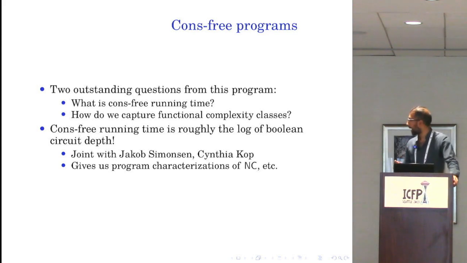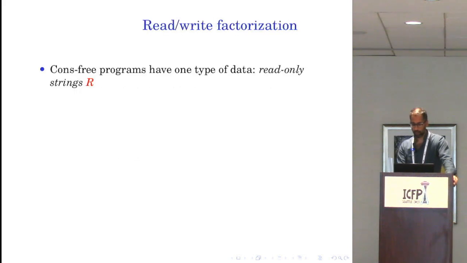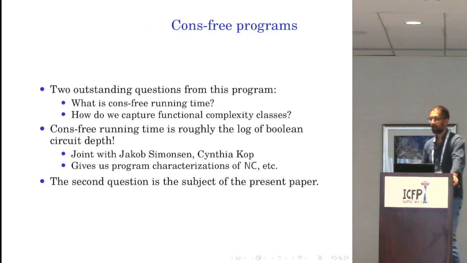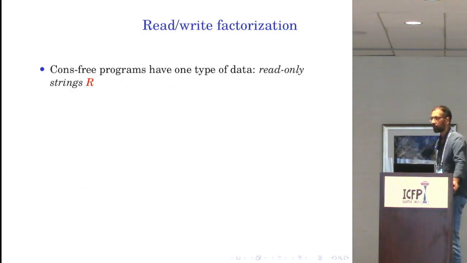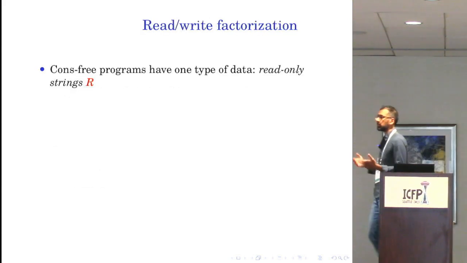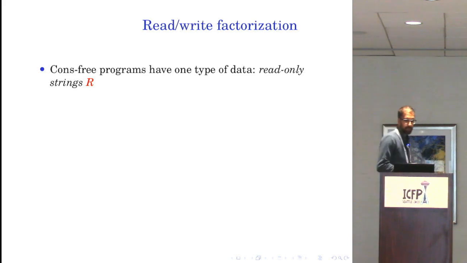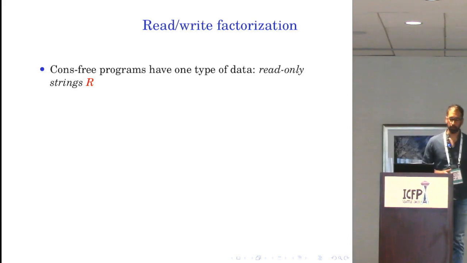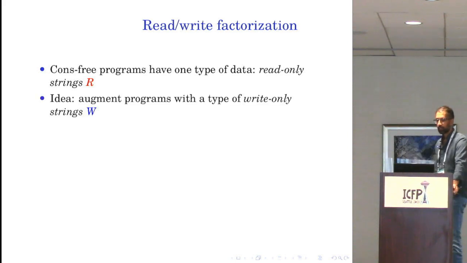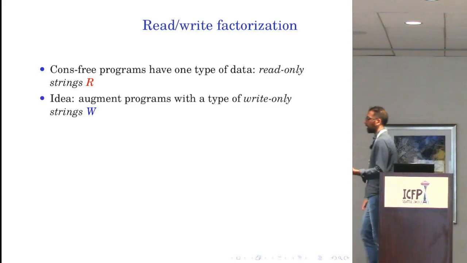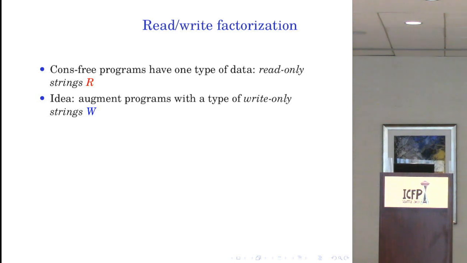Okay, so we're going to come back to this result at the end of the talk, but for now, let's focus on the second question, which is how to accommodate polynomial time functions in this framework. So obviously we have to use some sort of construction, but how do we use it in a limited way? Cons-free programs, we can think of them as having just one type of data besides Booleans, which is read-only strings. So the basic idea is to augment programs with a type of write-only strings, right? Strings that you can only construct.